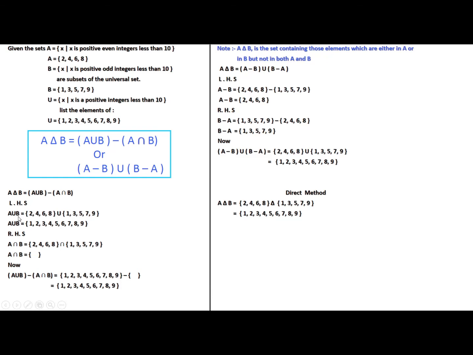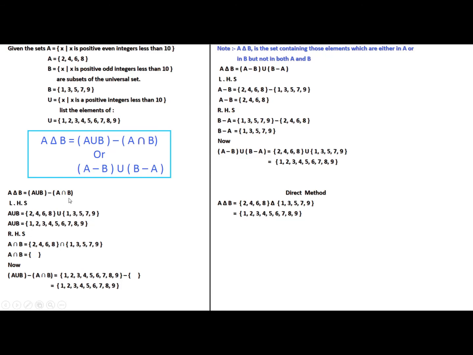Students, you already know what to do in A union B. Both sets' elements we write together. So see here, 1 2 3 4 5 6 7 8 and 9. I think here we cannot find any elements which are repeating. So our answer for A union B is 1 2 3 4 5 6 7 8 9.